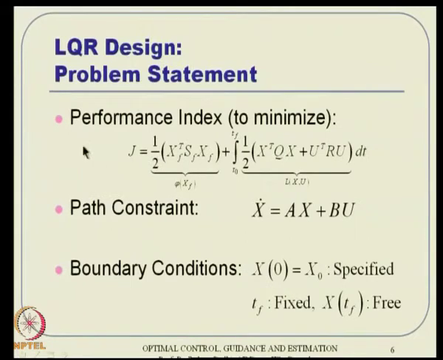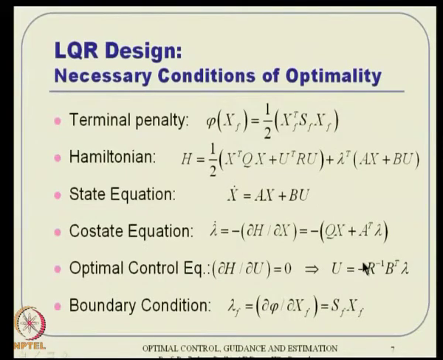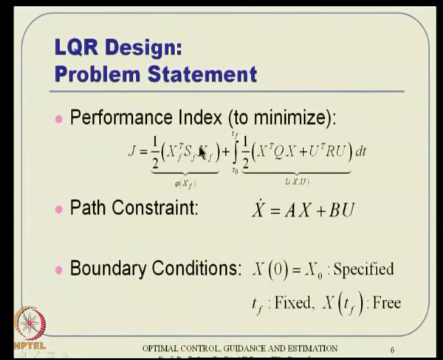So, what is our performance index? This is going to be our performance index: half of this plus integral from t naught to Tf of half of this quantity. Essentially, in our generic framework, this happens to be our phi and this happens to be our L. The path constraint is a linear equation, x dot equal to Ax plus Bu, and the boundary condition is given like this. Okay. So, what is our terminal penalty? Phi of xf is like this.